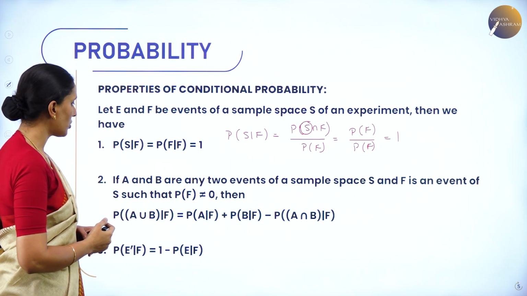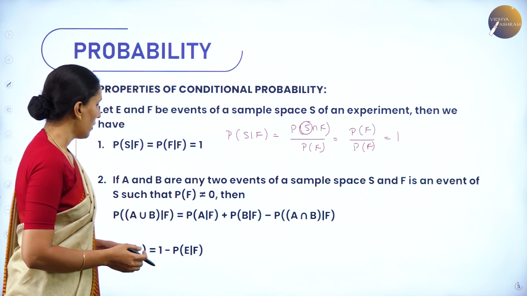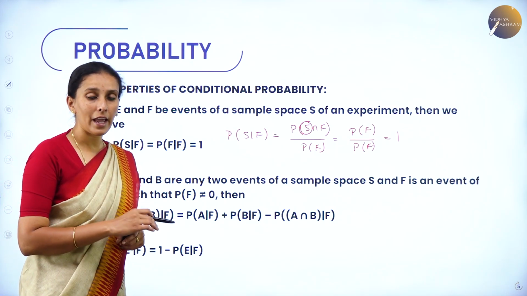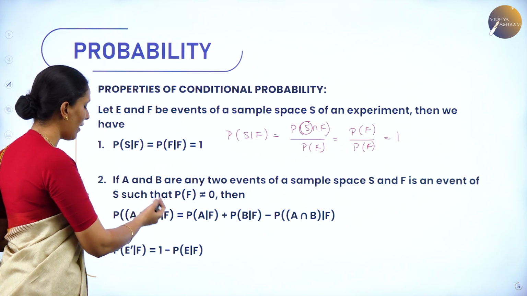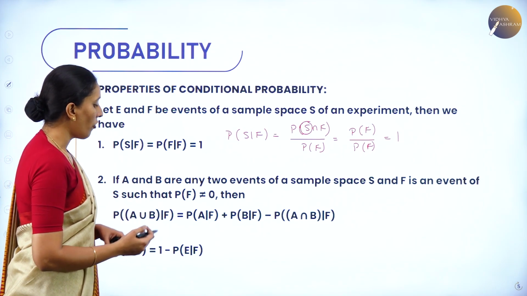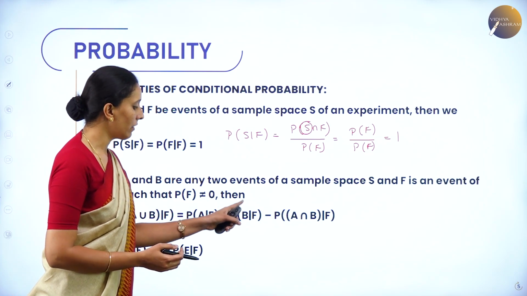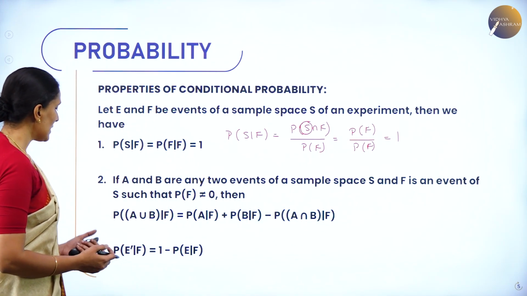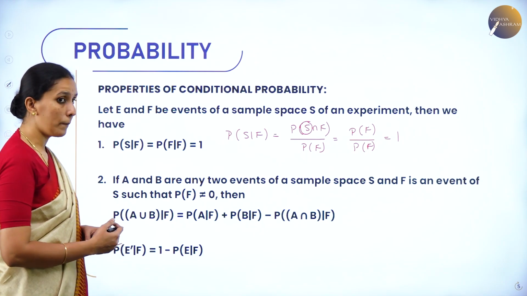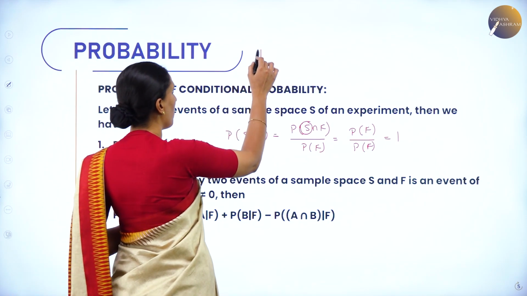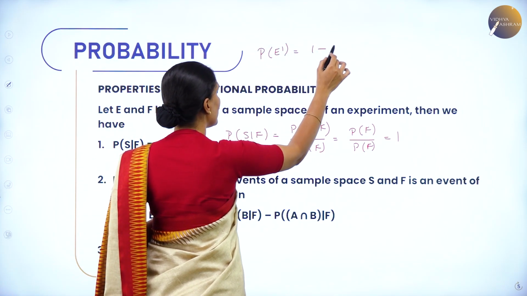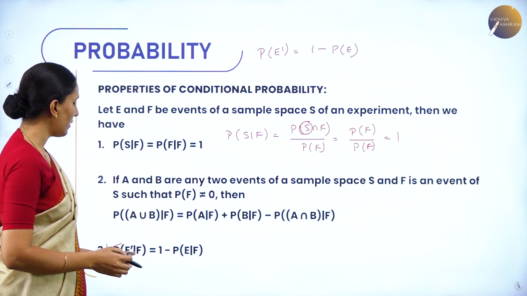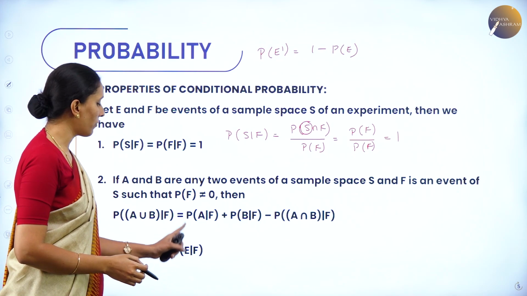In a similar way, if A and B are any two events of a sample space and F is an event such that probability of F is not equal to 0, then we can apply the conditional probability of A union B, that is the simultaneous existence of A or B, given that F has occurred, is equal to P of A given F plus P of B given F minus probability of A intersection B given F. The last property is, if we are calculating the probability of a complementary event, we know that the probability of the complement of event E, that is E dash, is 1 minus P of E. So when you are imposing a condition F there, then probability of E dash given F is equal to 1 minus probability of E given F.